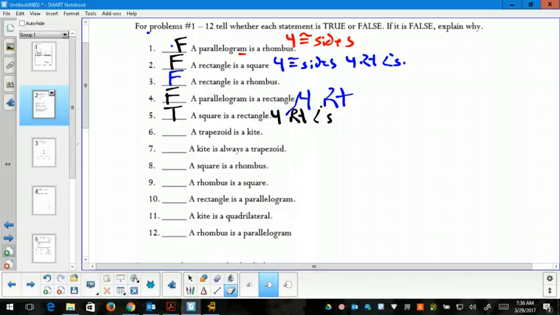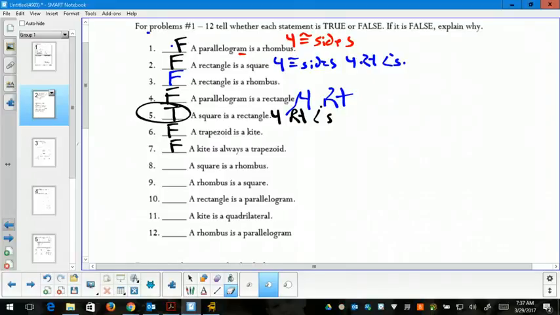Trapezoid is a kite. A kite has 2, the connected sides are congruent, right? Does a trapezoid have to have that? No. And the trapezoid can only have what? 1 set of parallel sides. So when it says a kite is a trapezoid, a kite doesn't have to have any sides parallel, but it doesn't have to have only 1 set either, so this is also false. So the only one that's true so far is number 5.